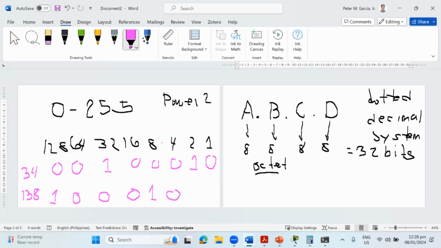128 plus 8, 136 plus 2 is 138. Plot 1, and this is 0. So that's how it is when we use the power of 2. And vice versa, when converting binary to decimal, just plot the powers of 2.